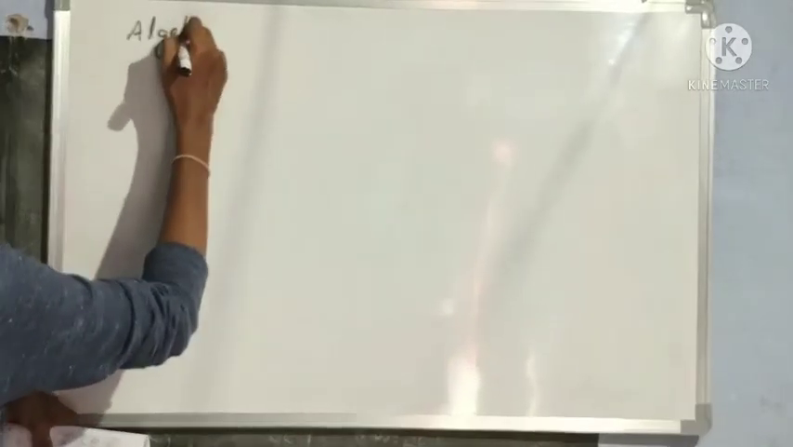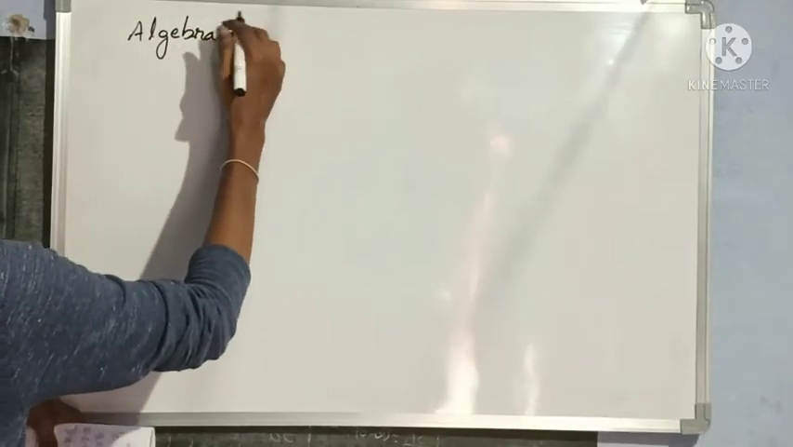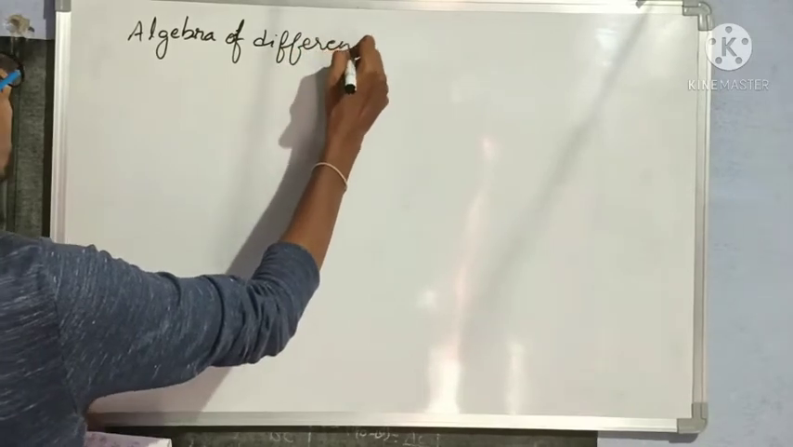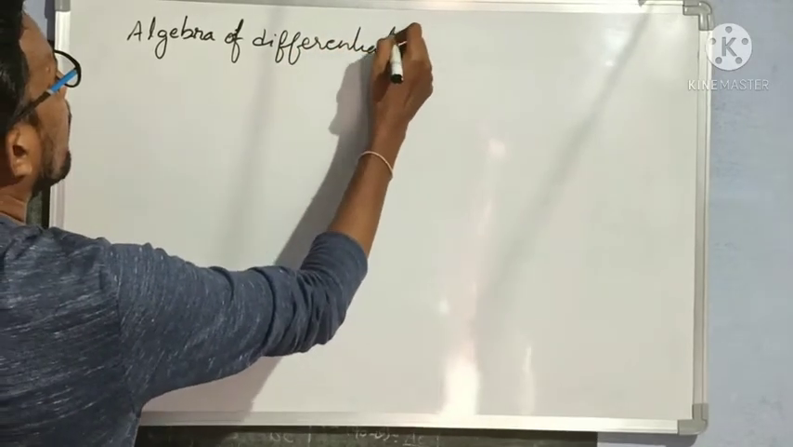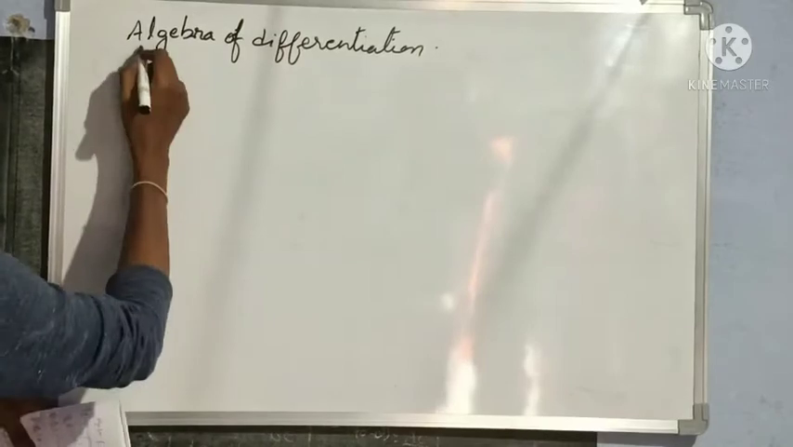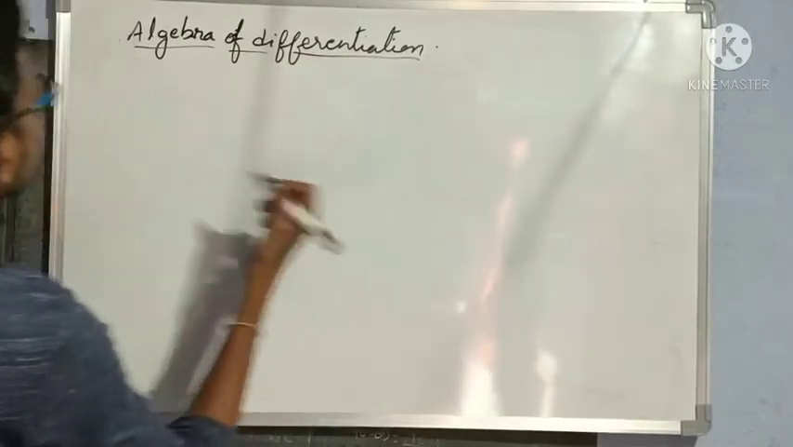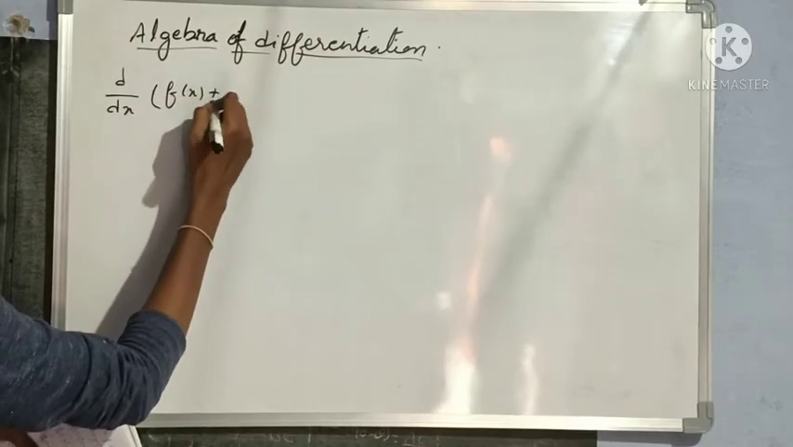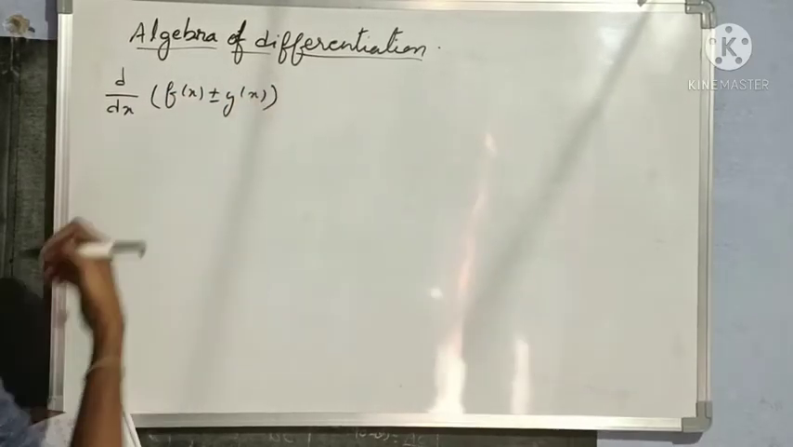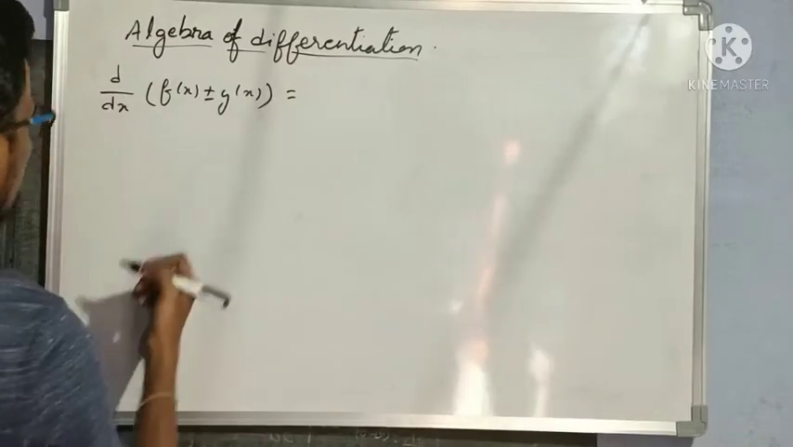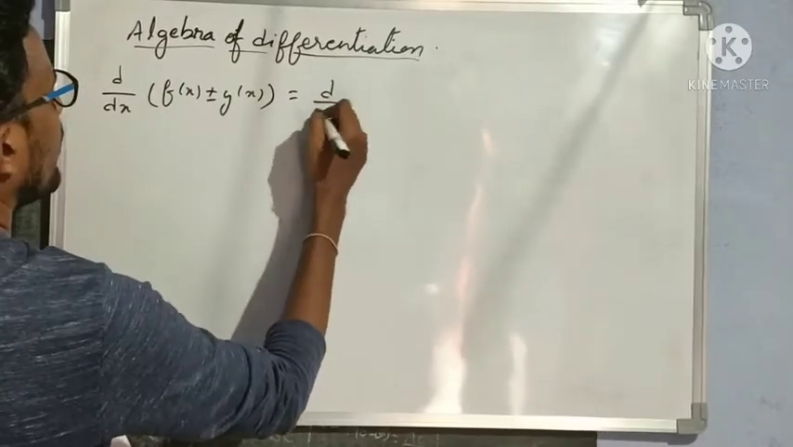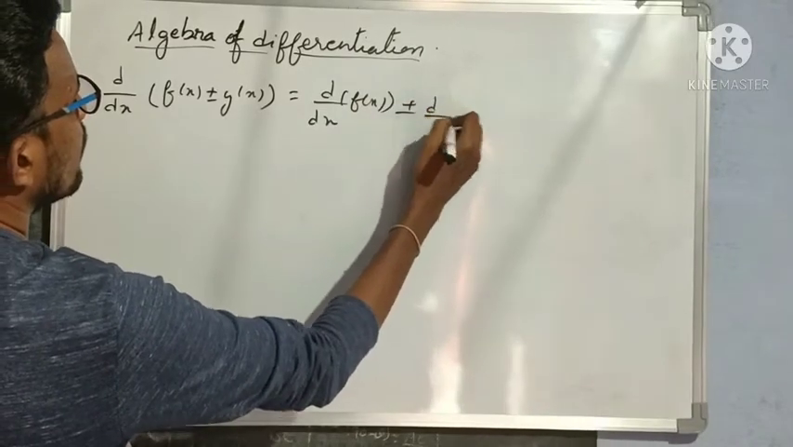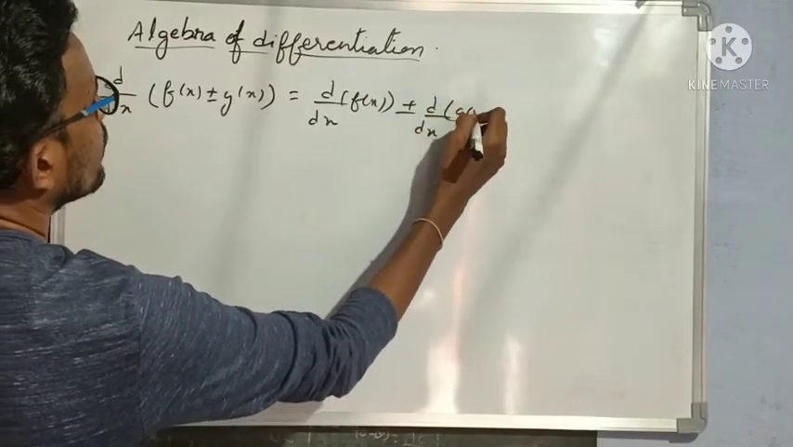Algebra of differentiation. So the first formula in algebra of differentiation, only one formula, that is d by dx of f of x plus or minus g of x is equal to d by dx of f of x plus or minus d by dx of g of x.